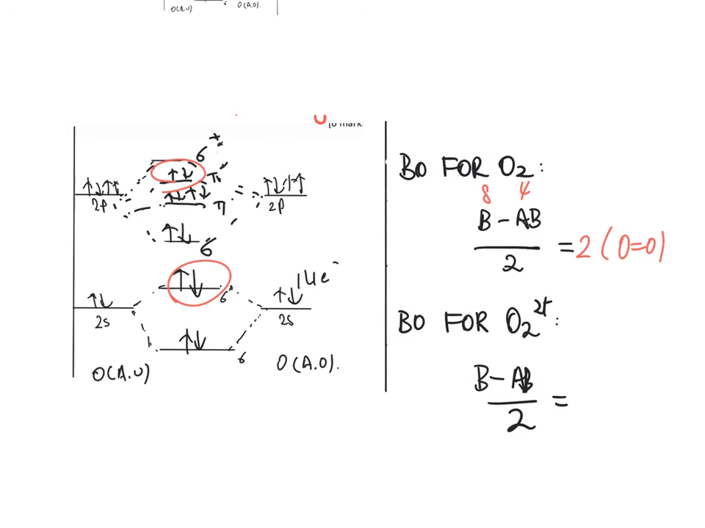For O2 2+, we remove 2 electrons in the anti-bonding pi orbitals, which looks like this. So instead of 4, we've got 2 electrons in the anti-bonding orbitals and the bonding electrons are still 8, and the final result is 6/2, which equals 3. So there is a triple bond present in O2 2+.